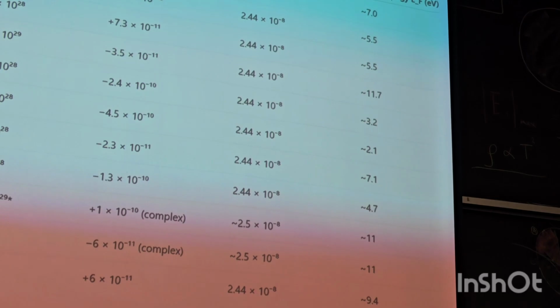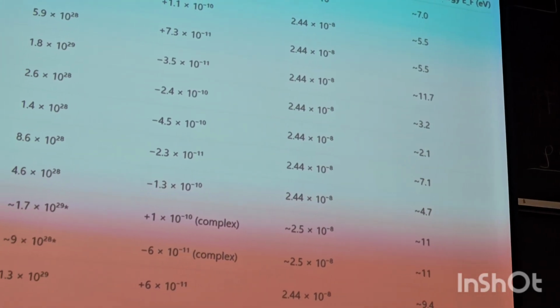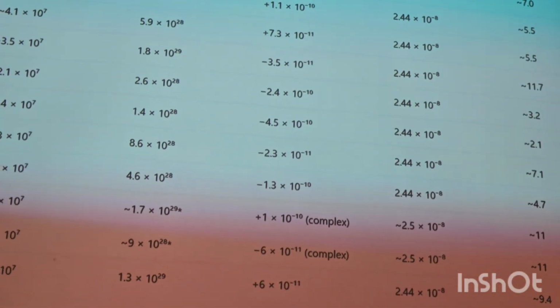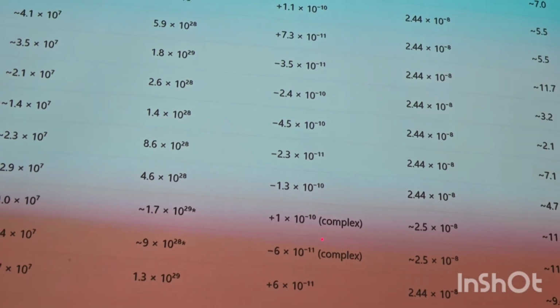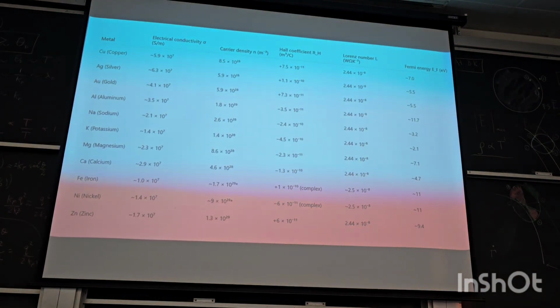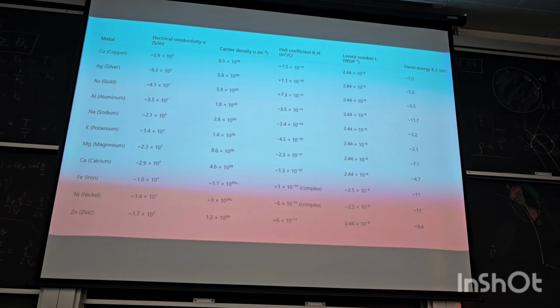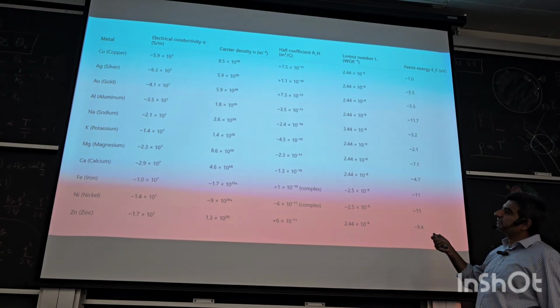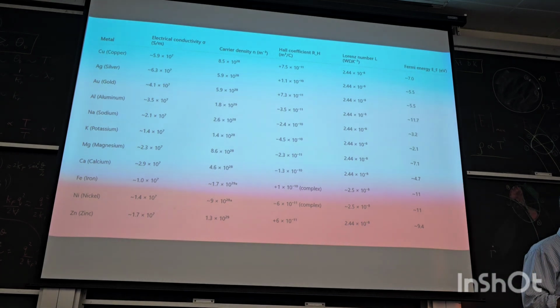Okay, and the one interesting observation is that the Hall coefficient shows two kinds of behaviors. First of all, there are 1 or 2 orders of magnitude deviation in their values. And the second point is that some are positive, some are negative.